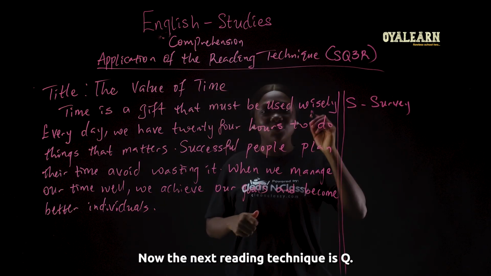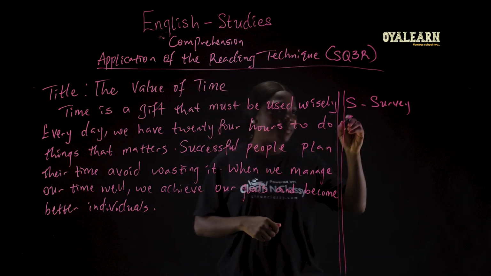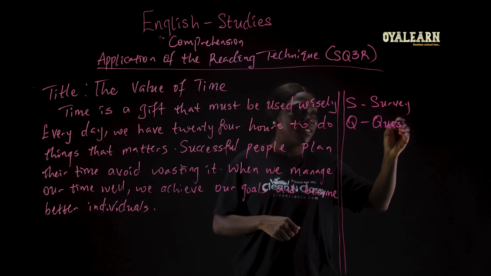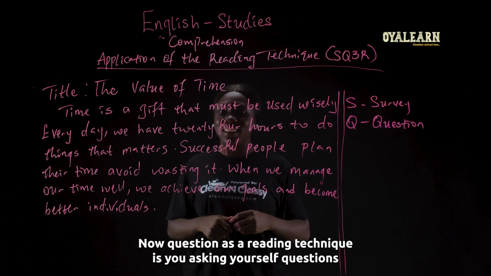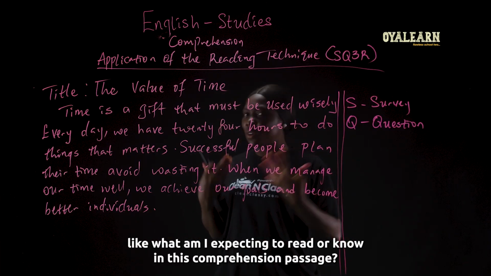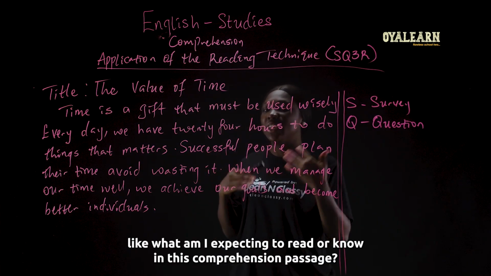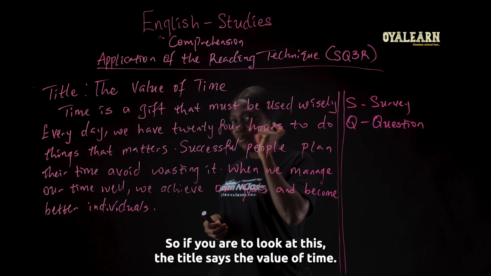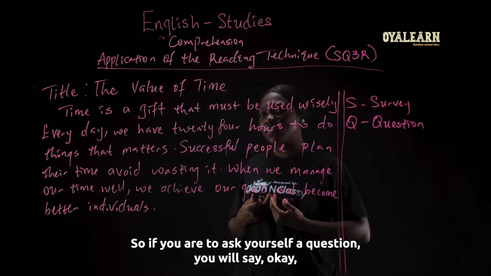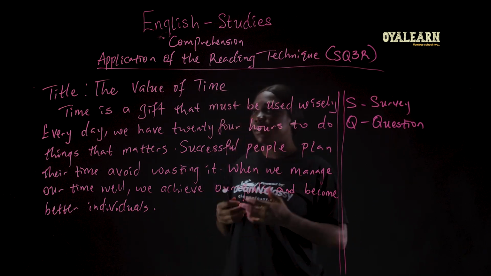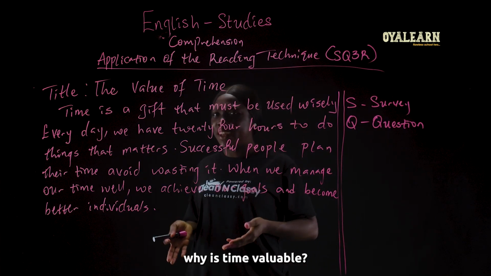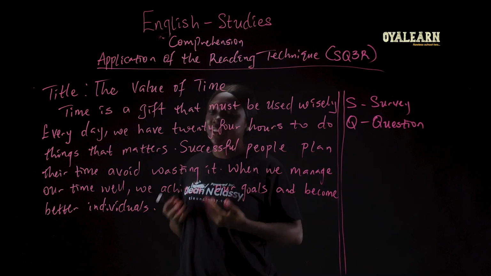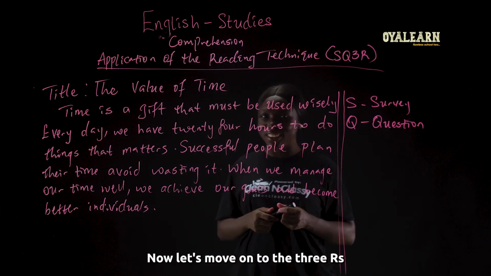Now, the next reading technique is Q. Q stands for question. Now, question as a reading technique is you asking yourself questions like, what am I expecting to read or know in this comprehension passage? So if you have to look at this, the title says the value of time. So if you have to ask yourself a question, you will say, okay, why is time valuable? Why is time very important? All right, now let's move on to the three R's.